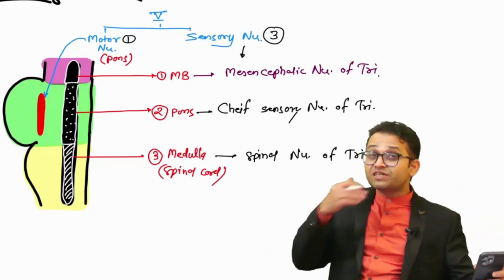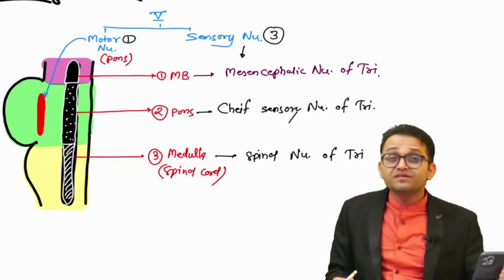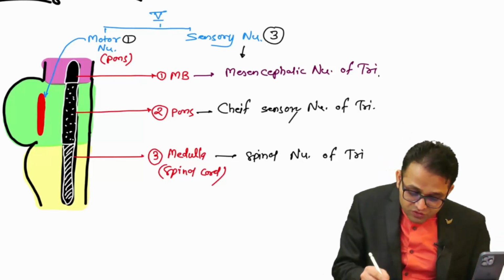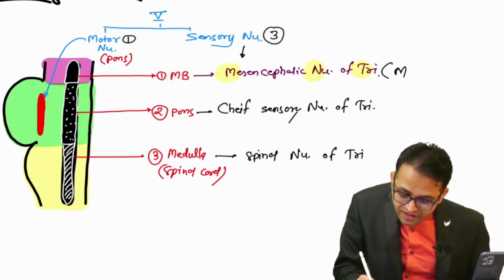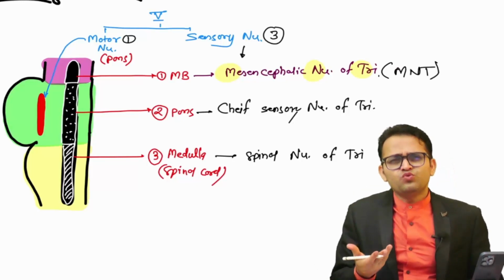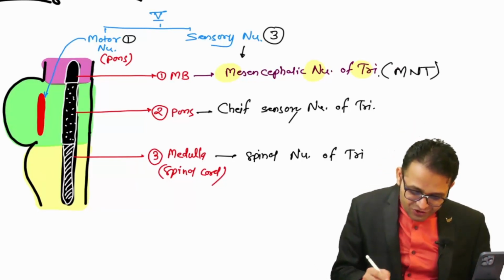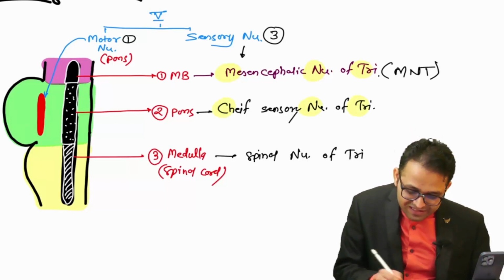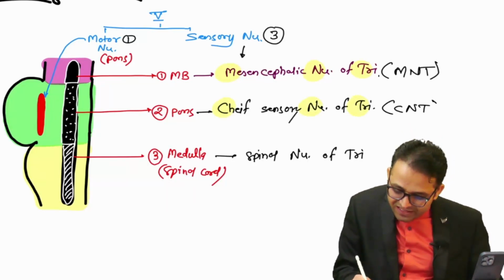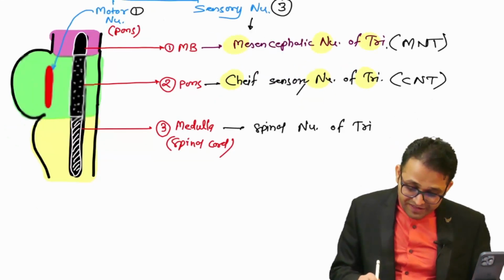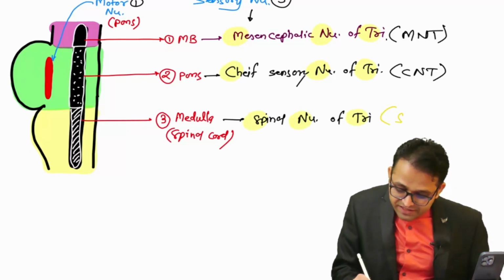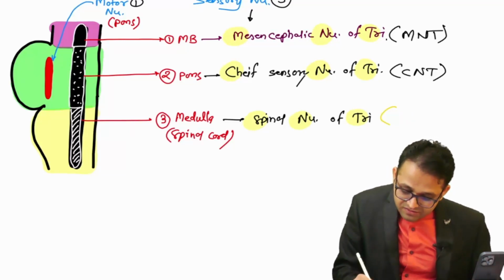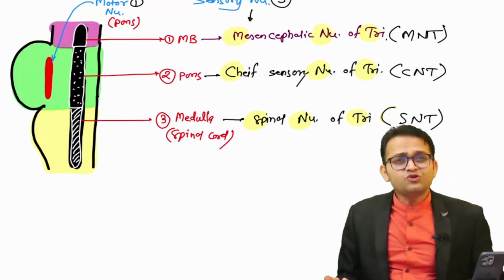Now try to understand further. Catch this point, sir. We are going to give the nicknames also, M and T. Just give the name M and T: Mantu. And then you give the nickname C and T: Kantu. And this is your spinal nucleus of the trigeminal nerve, so you will say S and T: Santu. Okay.